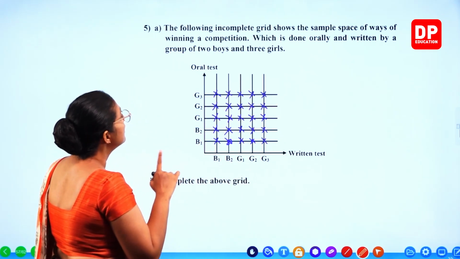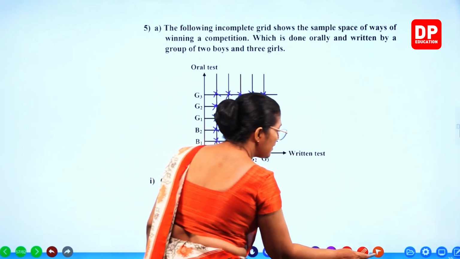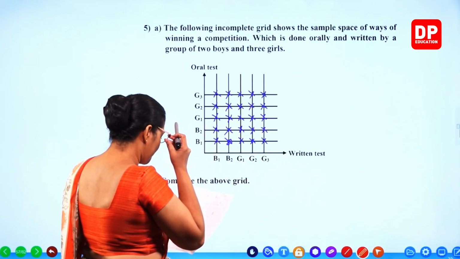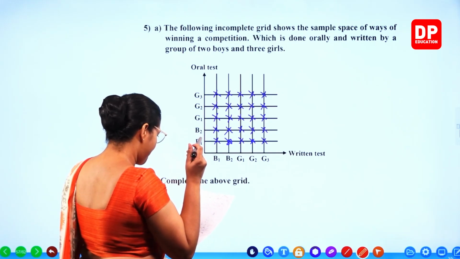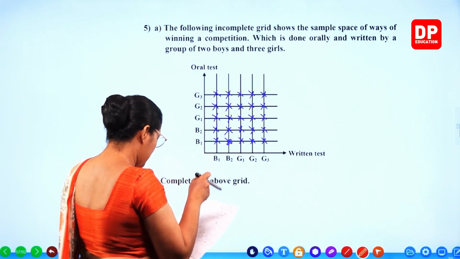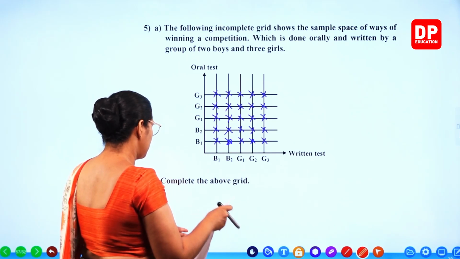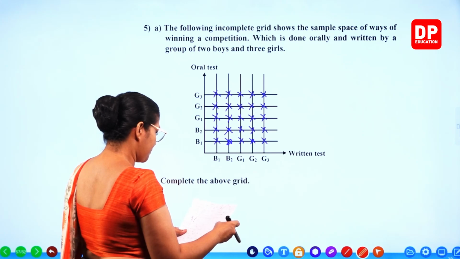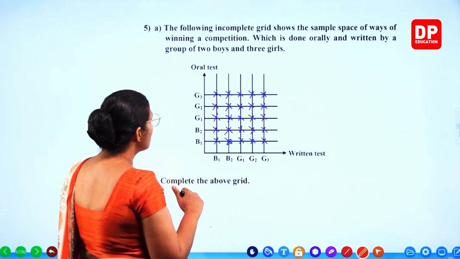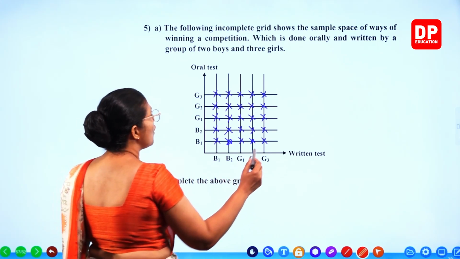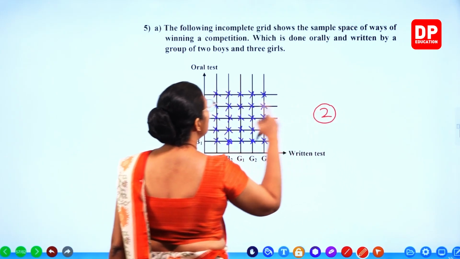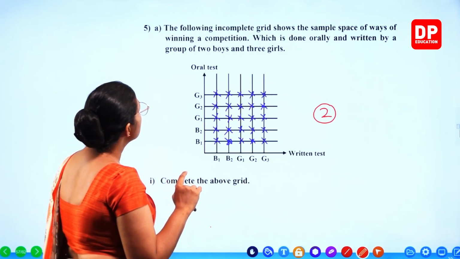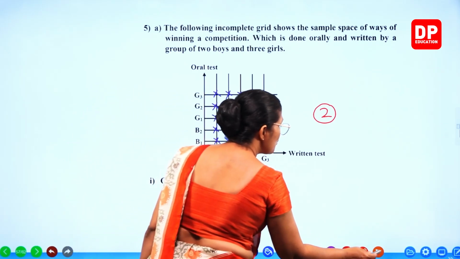So, that's the grid. So, you are getting 2 marks for showing all the sample space. Let's do the next part.